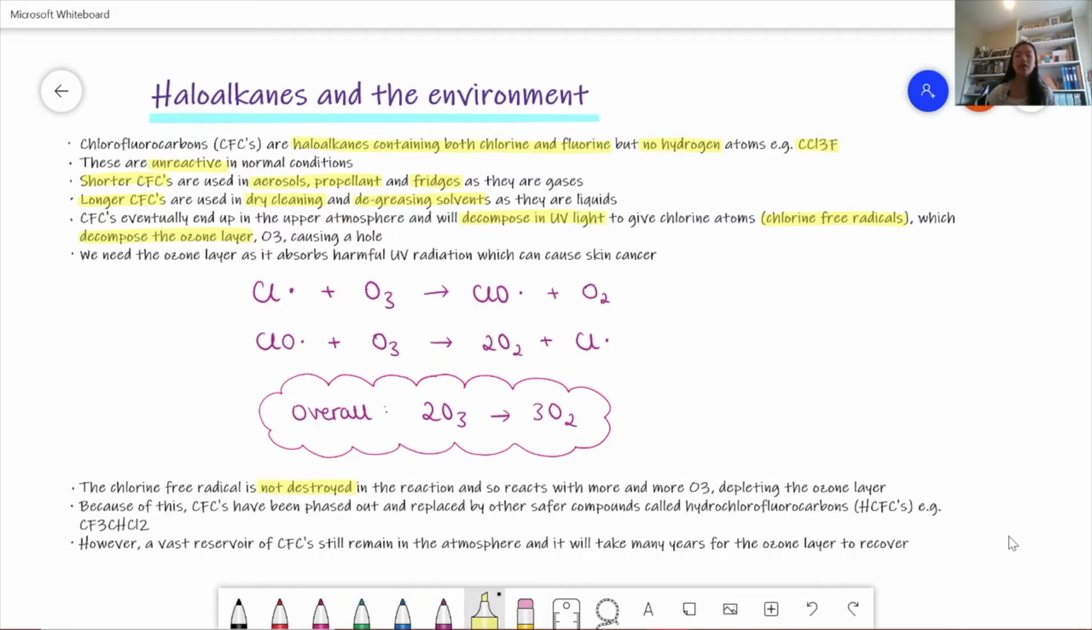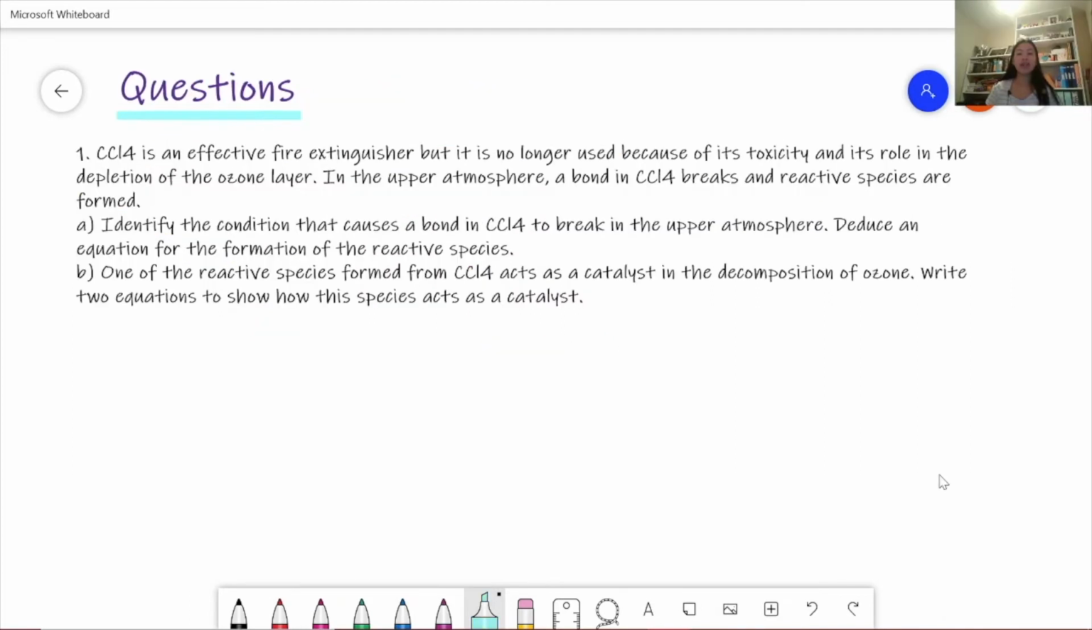However, because we've used loads and loads of CFCs in the past, we now have a lot of it still remaining in the atmosphere, and so it'll take many years for the ozone layer to recover. And it's also really important to remember these three equations, so the two-step equation and also the overall equation for the decomposition of the ozone layer, because it's very commonly asked in exam questions. So now we're going to look at some questions.